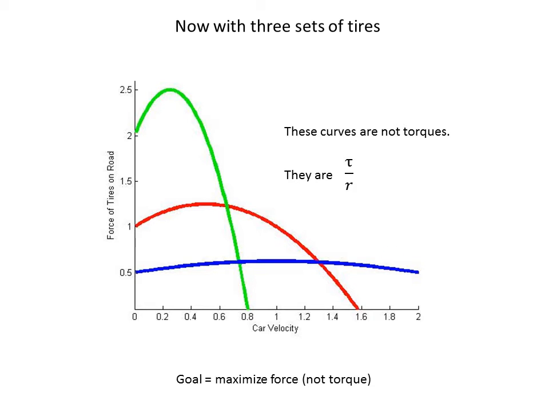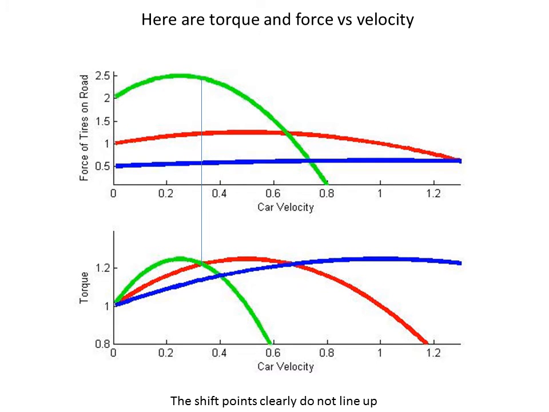And we're maximizing our acceleration through all of these velocities. Our goal here is to maximize the force on the road. We're not maximizing the torque. These are force curves, not torque curves. And I can plot the torque curves and the force curves on the same velocity scale.